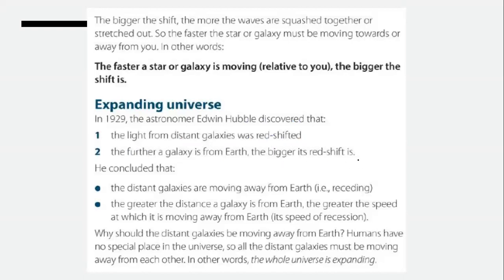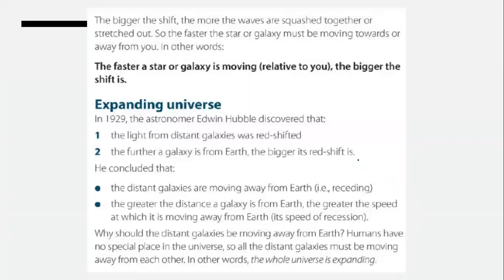So the further the galaxy is away, the more its wavelength will be towards the red side. For example, if you have two galaxies and you want to compare which one is farther away, you can take a look at the wavelength. The one that is far away is going to be closer toward the red side. The one that is closer to us will be more towards the blue side.